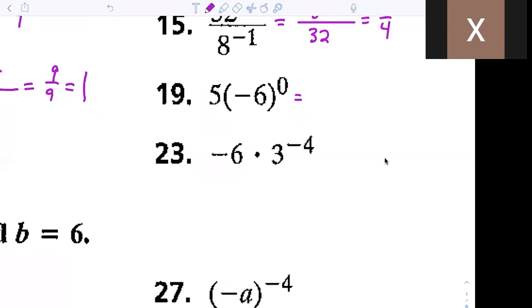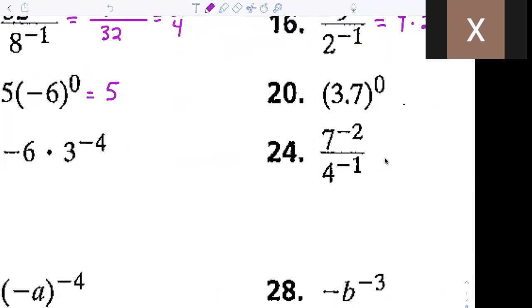Negative 6 to the 0 is what? 1. And then what's the number in front of that? So the answer is y. There you go. Come on. 5. I'm happy. 5. If you don't know the answer is 5, you can speak up.